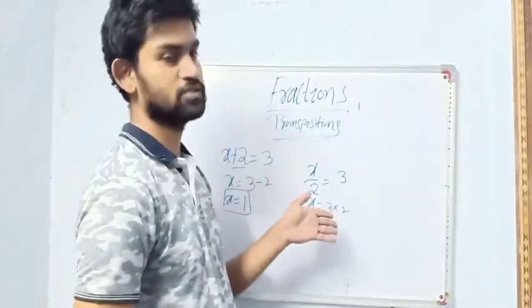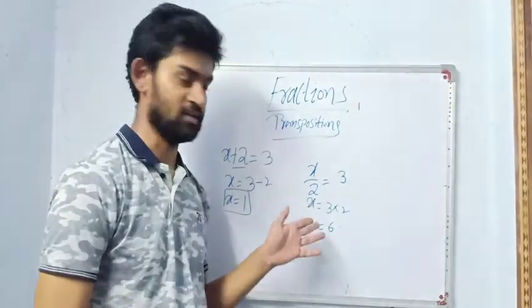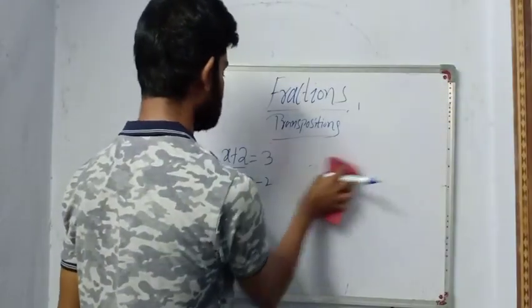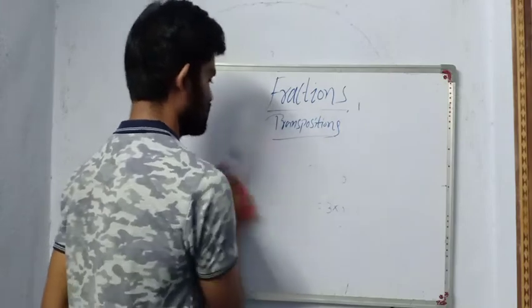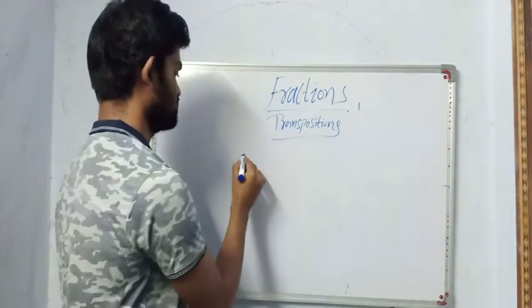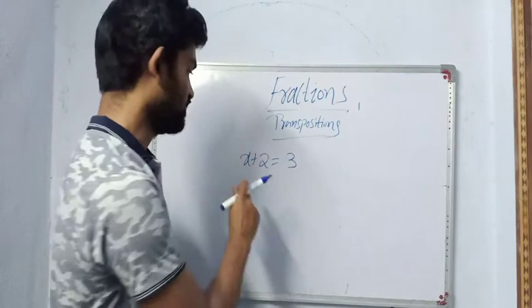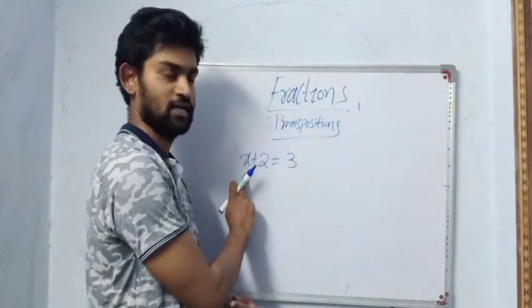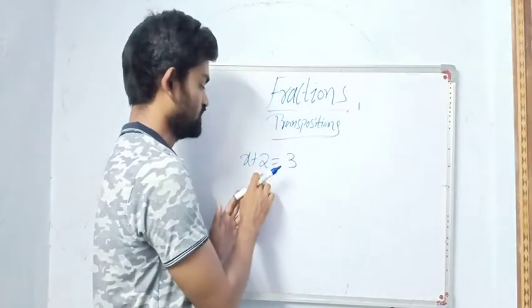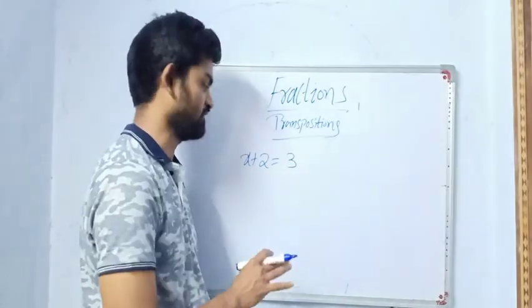So why does it become multiplication? We need a reason, right? We'll see now. Actually, transposition comes from balancing the equation. Now x plus 2 is equal to 3, I have written. Now I want the value of x here. Find the x. So how much is extra here? This plus 2 is lying extra. This is a burden to me. I want to remove it.